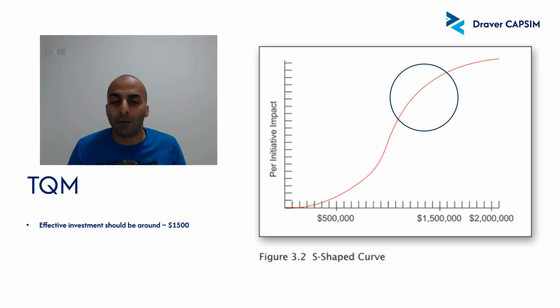In the following graph, we can see the added benefit or added impact per initiative based on the investment in that initiative. On the horizontal axis, we can see the investments in dollars between $0 and $2 million, and on the vertical axis, we can see the relative impact. So this is an S-shaped curve.